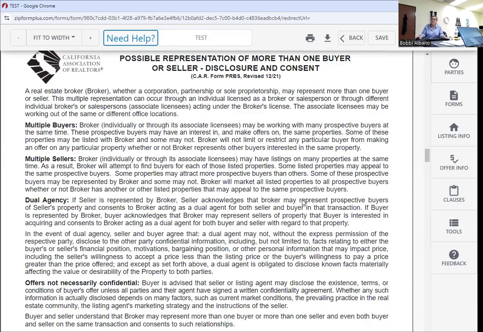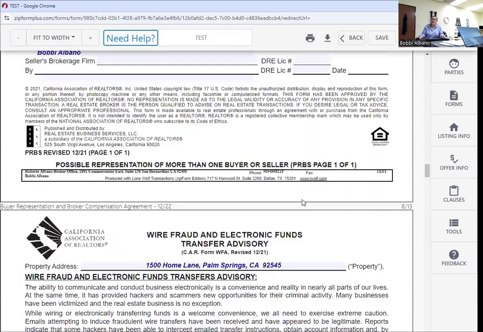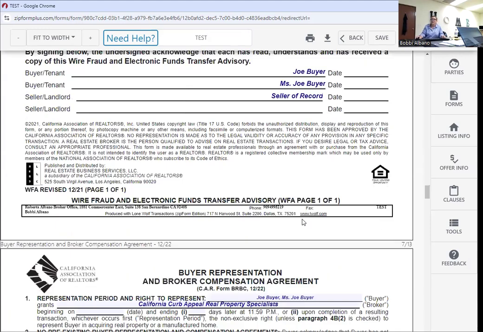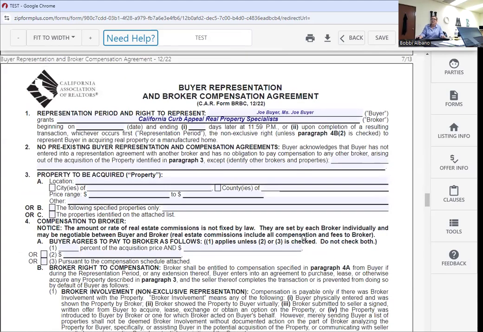Then, of course, your possible representation of more than one buyer or seller. Past that one. And your wiring. I swear, it looks like we've added so many new forms, but here we are, finally, buyer representation and broker compensation agreement. So you have, I'm going to use Rachel as an example.